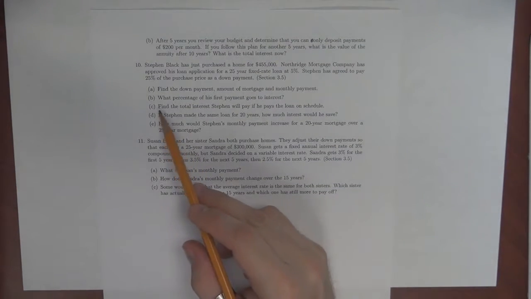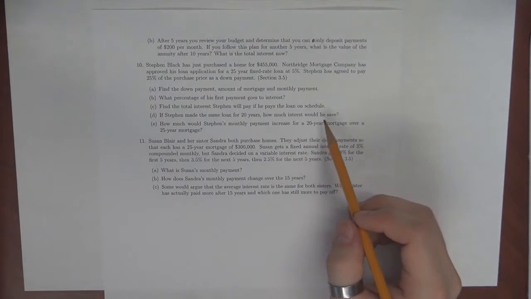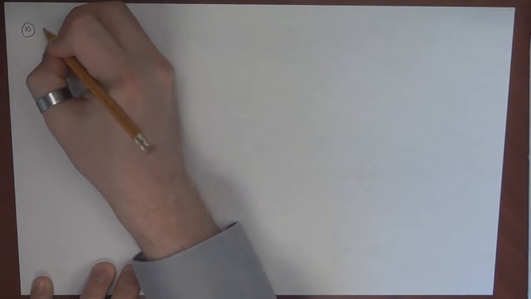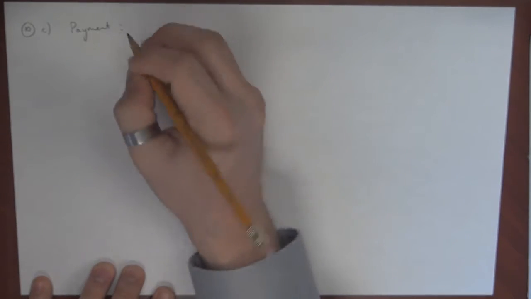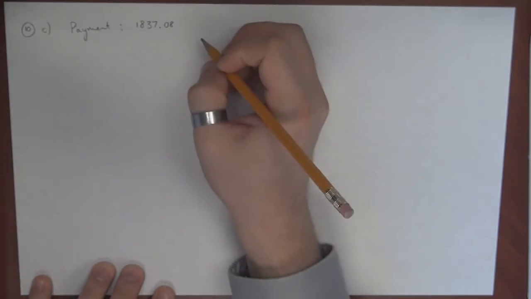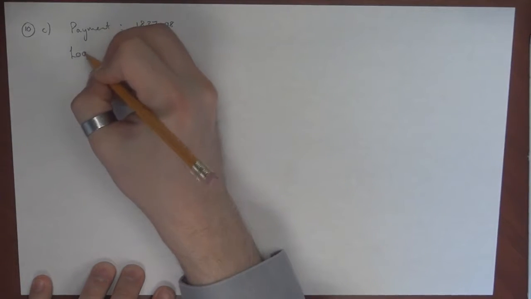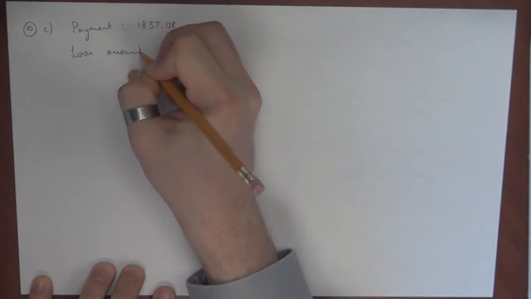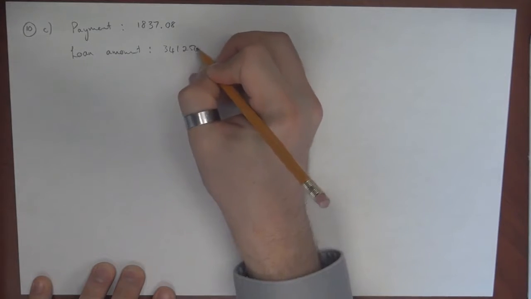In part C, find the total interest Stephen will pay if he pays the loan on schedule. So let's recap. This is a big question, so I'm breaking it up into pieces. Let's recap. My payment is $1837.08. My loan amount is $341,250.